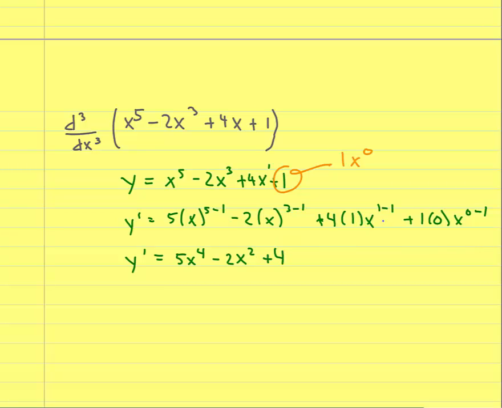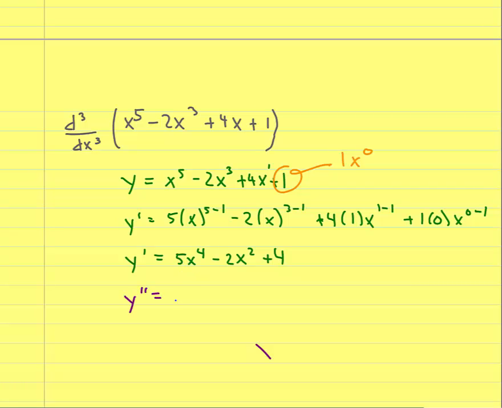4 times 1 is 4. Now what is x to the 0? X to the 0 is 1. So 4 times 1 is just going to be that 4 again. Now over here for my last one, the derivative of a constant is 0, and I can see that I get a 0 here. So that's the first derivative. Let's go ahead and look at the second derivative.